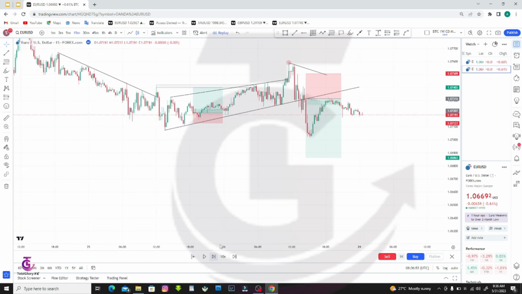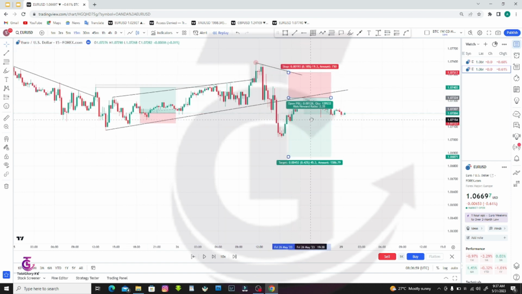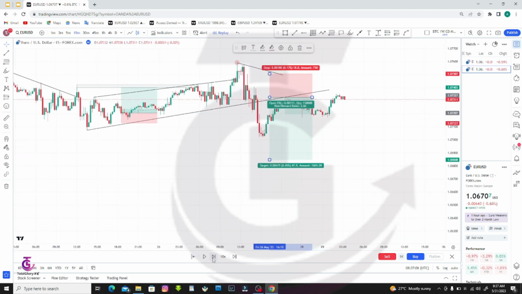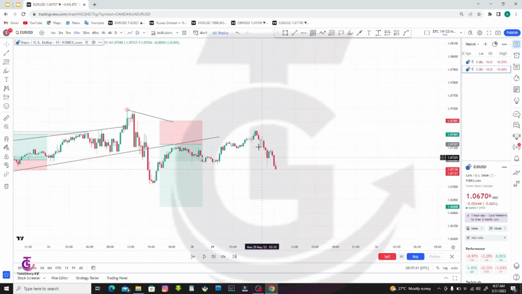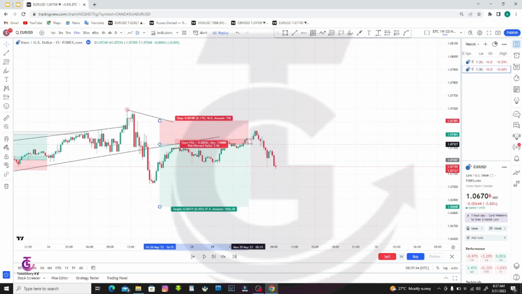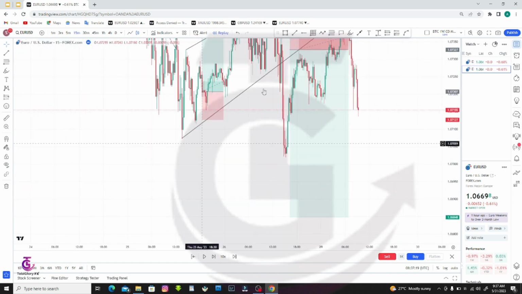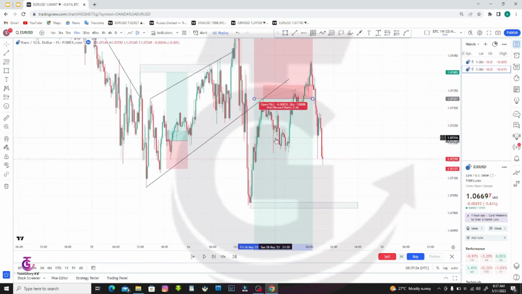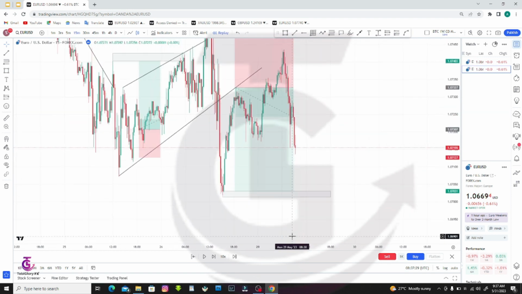Can you see? Now what do we have? A retest. Do not be panicked if price is moving above your entry, since you have a stop loss to guide your trade. You don't need to be panicked. You don't need to fear.